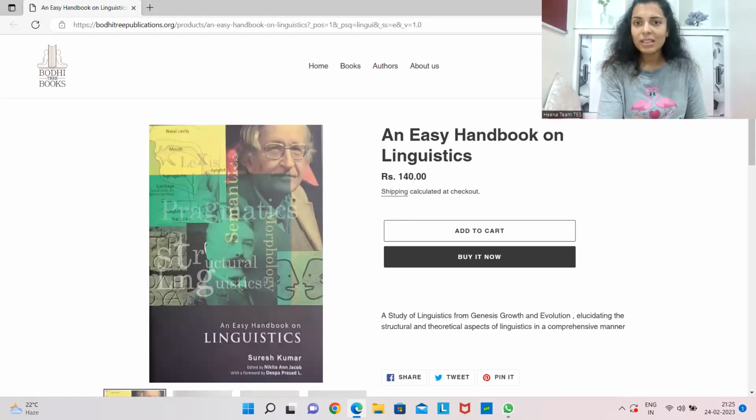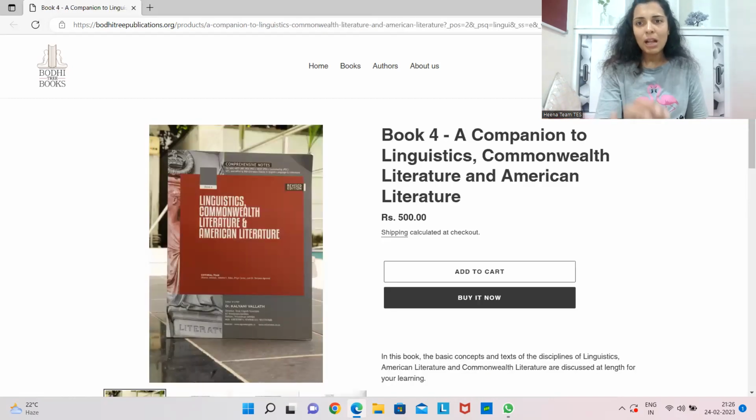The second is An Easy Handbook on Linguistics. This is for 140 rupees. And the third one is A Companion to Linguistics, Commonwealth Literature, and American Literature. This is for 500 rupees. These three books are going to help you immensely to cover the topics of linguistics and research methods.